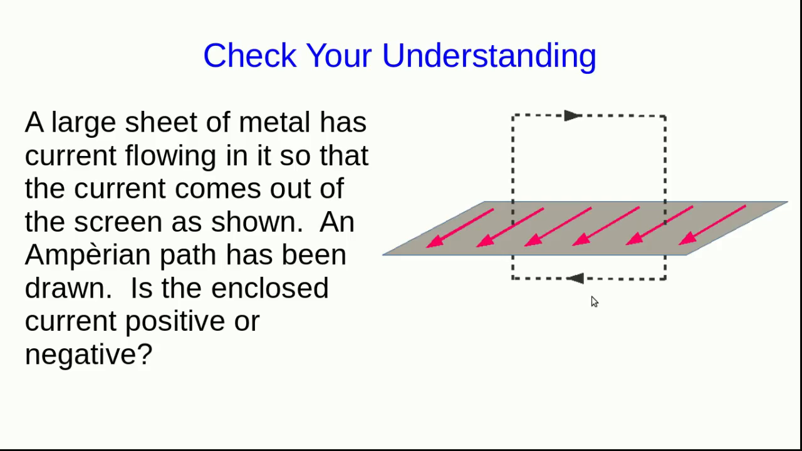Let's check whether you understand the sign convention. So here is a sheet of metal, and it has a current flowing in it, and the current in the perspective drawing is supposed to be suggesting that the current is coming out of the screen. And I've drawn an Amperian path, and you just have to decide whether the enclosed current is positive or negative.